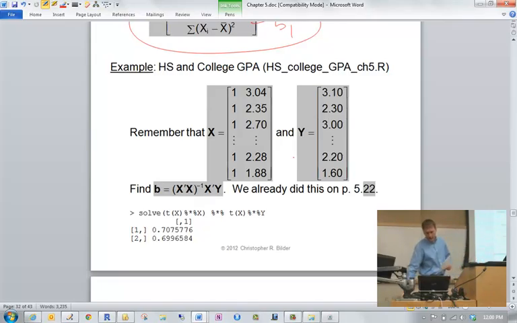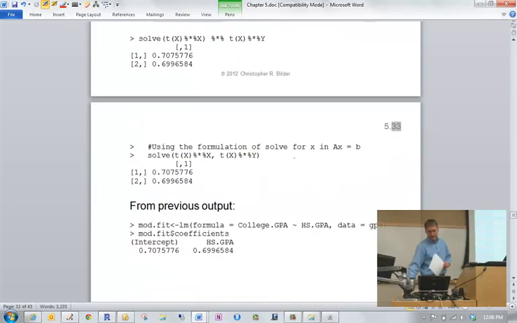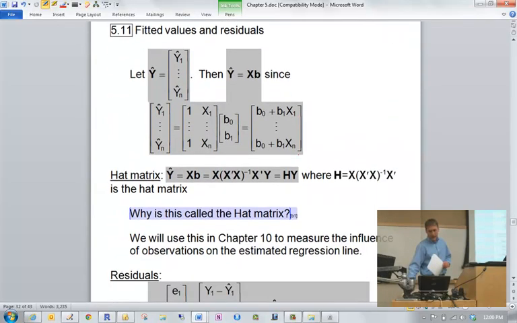Actually, we've already done this example, so I'm going to skip this. It's a good place in the notes to mention it again, so that's why I did that. Section 5.11, this is page 534.